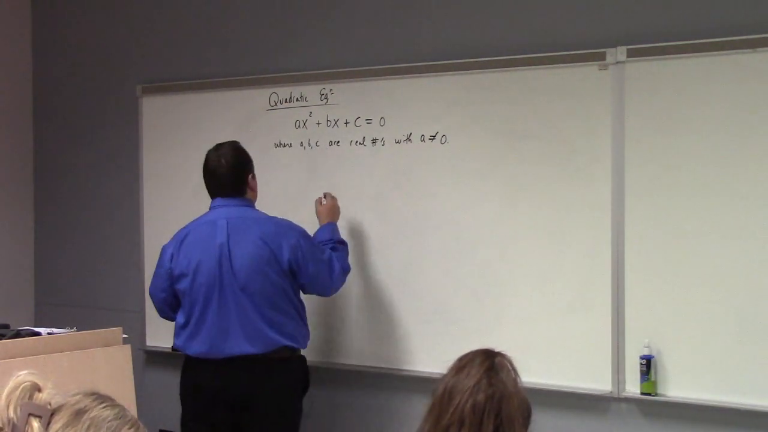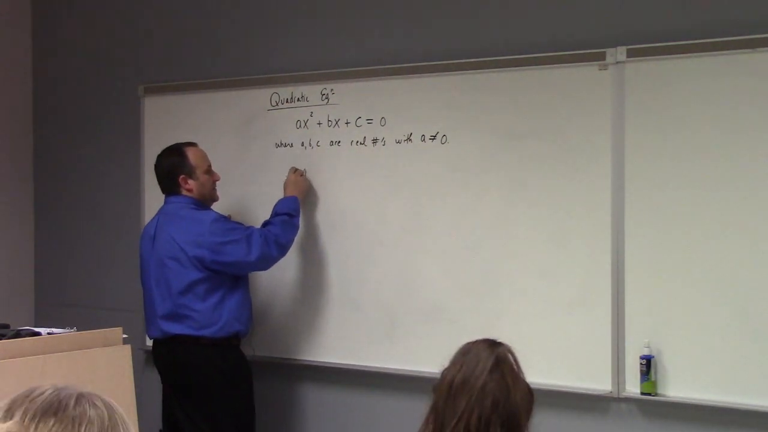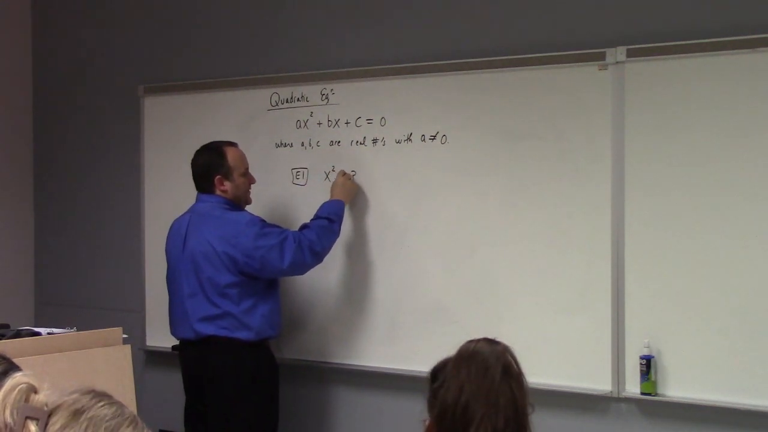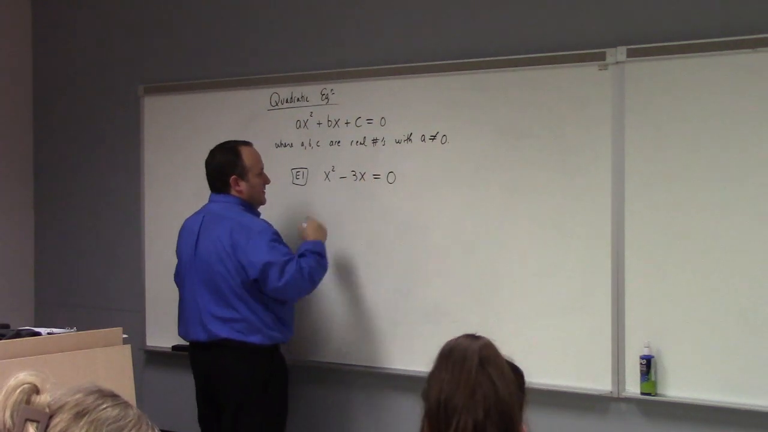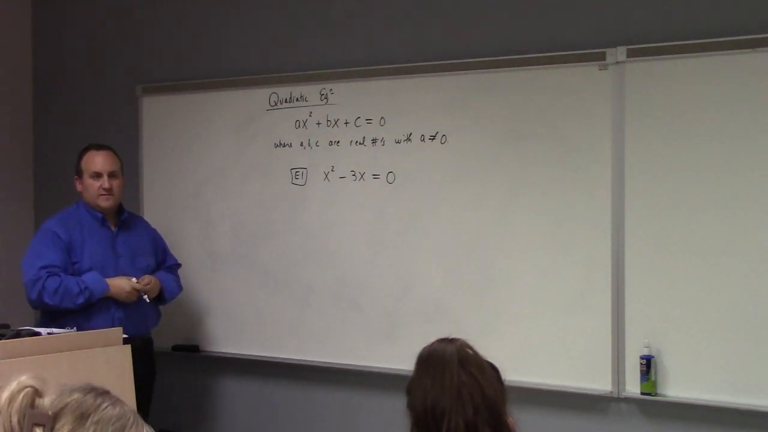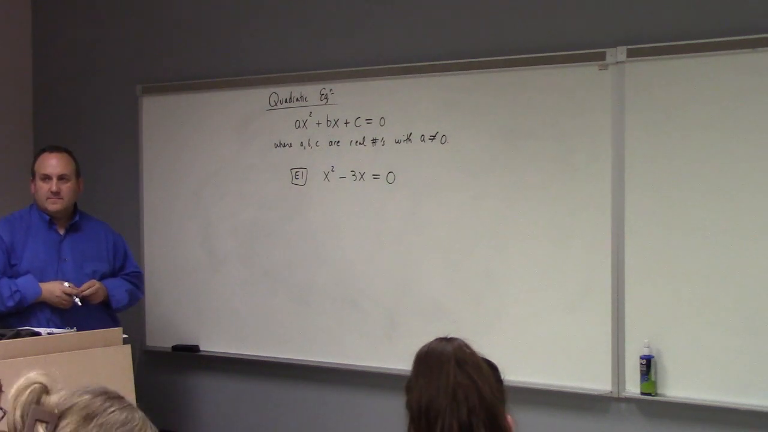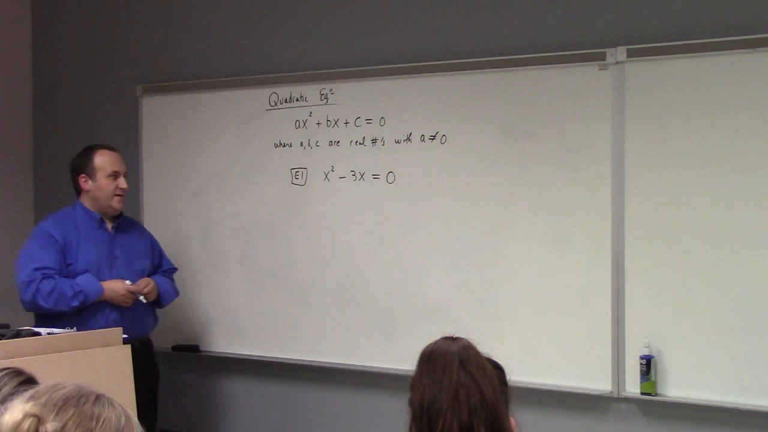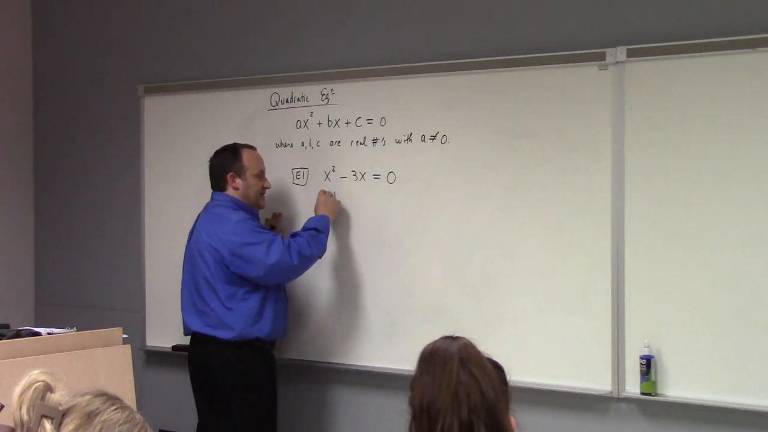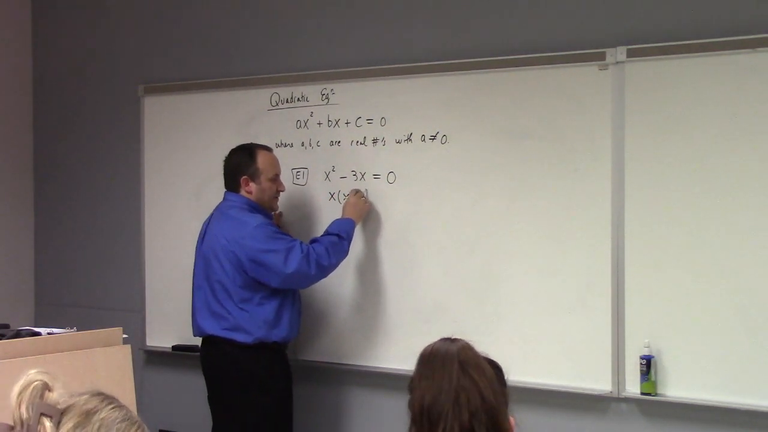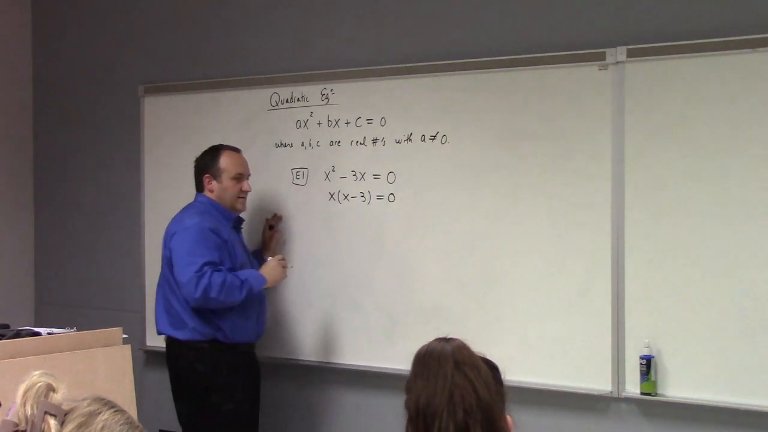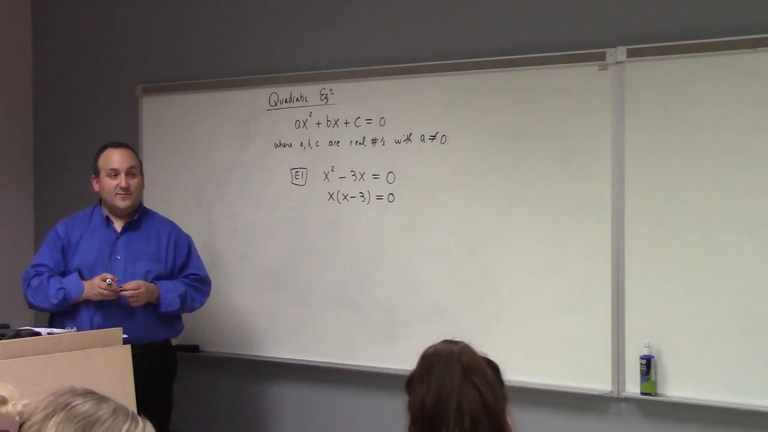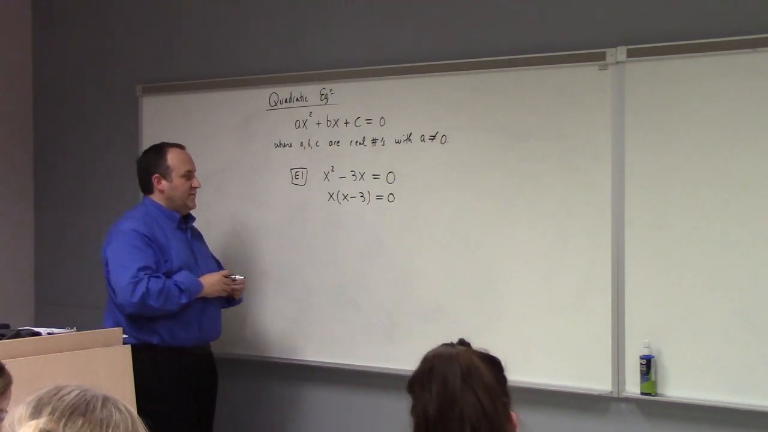So example 1, how about this? What if we're up against x squared minus 3x equals 0? Can we solve this quadratic equation? What should we do? Any ideas? Factor out the x. Factor out the x is a great idea. So that's x times (x minus 3) equals 0. You guys remember factoring. Set both equal to 0.